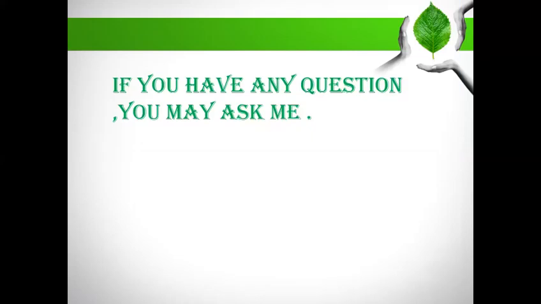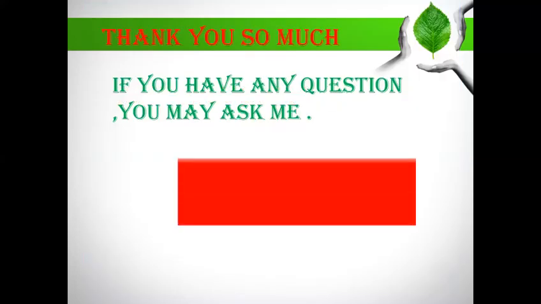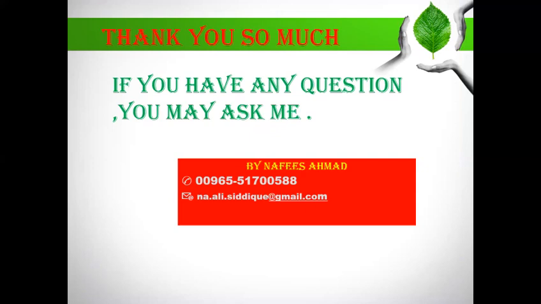Okay, so this is about the circulatory system. It's about transport in animals. I hope you have understood each and everything. And you can see in the last diagram how the clotting of blood takes place. I have already explained it to you. So now if you have any problem or any question, you can ask me. Okay, hope you understand very well.